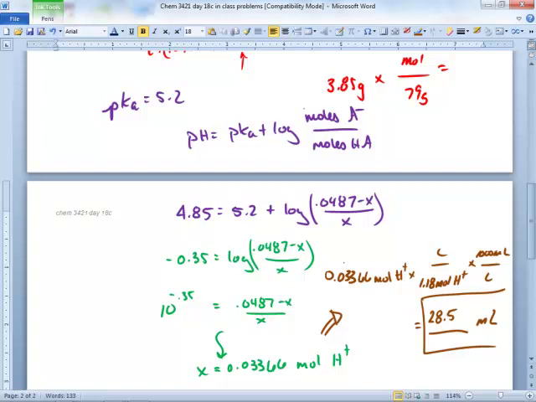Are we still using the same equation? Yeah, we're going to use that for all of these. It's the moles of the base over the moles of the acid. Yep, every single time.